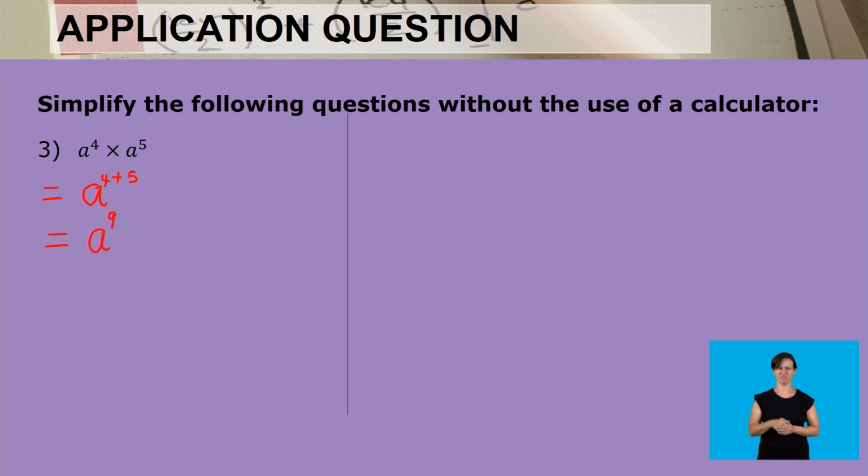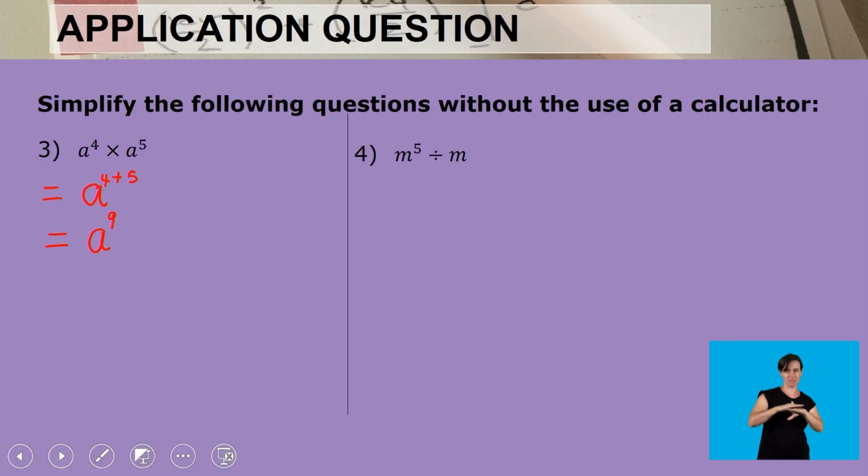And where does that 9 come from? It comes from us adding those two exponents, 4 plus 5. And remember, we only added because we are multiplying powers that have the same base. Number 4 there is m exponent 5 divided by m. Now, how are we going to solve for this? Firstly, we are dividing powers, and these powers have the same base. So what does that mean for the exponents? We are going to subtract the exponents.